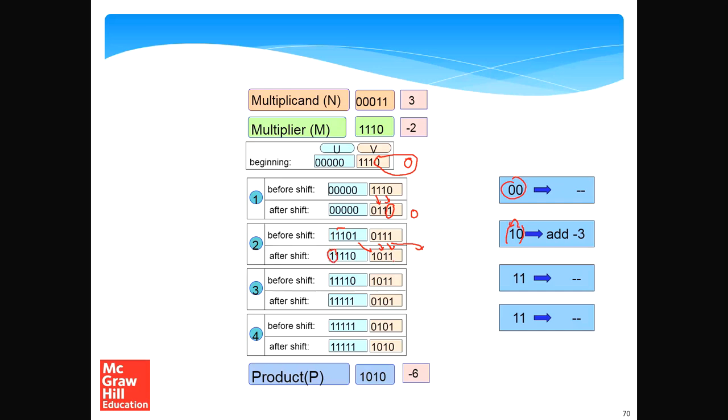Now let us take a look at the current bit and previous bit pair. So in this case it is 1 1. Since it is 1 1, nothing needs to be done. So this is exactly where we are saving work. So we just need to do a shift. So let's do a shift.